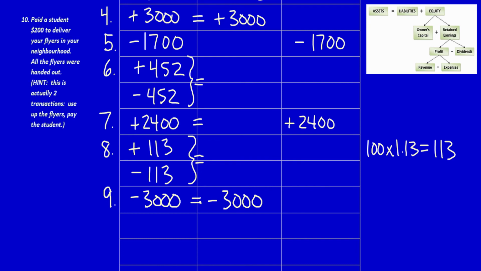Transaction number 10. Paid a student $200 to deliver the business's flyers to the neighborhood. All the flyers were handed out. Hint, this is actually 2 transactions. Use up the flyers, pay the student. Let's start with the first item, using up the flyers. What did the business get? The flyers were delivered, so the business used the flyers to help them generate revenue. As soon as I say the word use, you know it's an expense. And remember, expenses reduce profit, which reduces retained earnings, which reduce equity. So negative to the equity column, $113. Because remember from transaction number 8, that's how much the flyers cost.